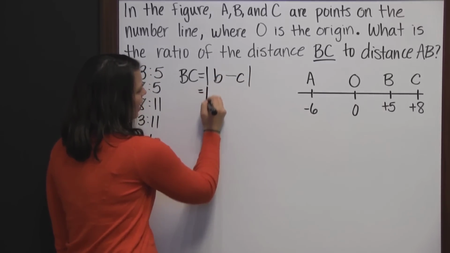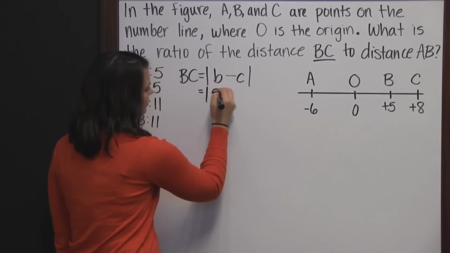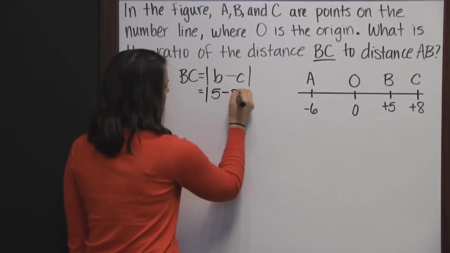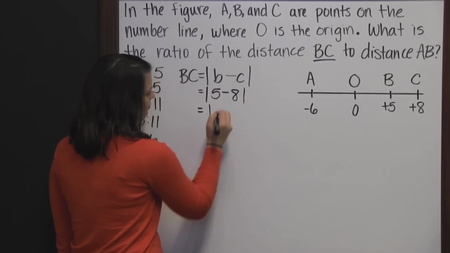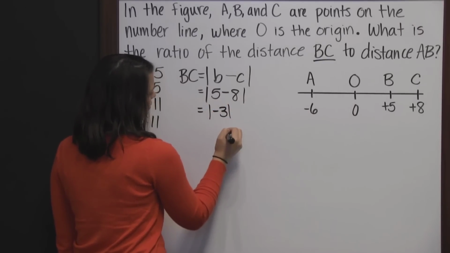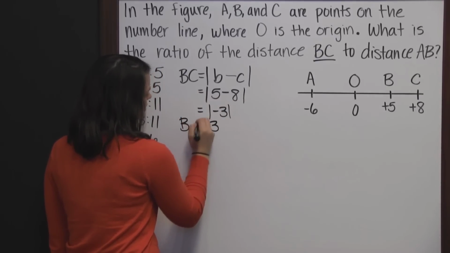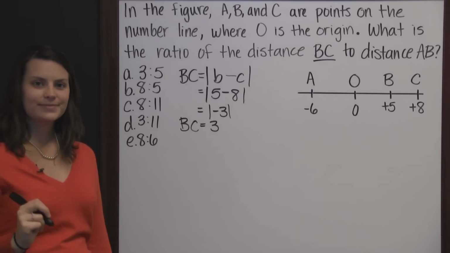So that is the absolute value of B is 5 minus C is 8, which is the absolute value of -3, and that is 3. So the distance between points B and C is 3.